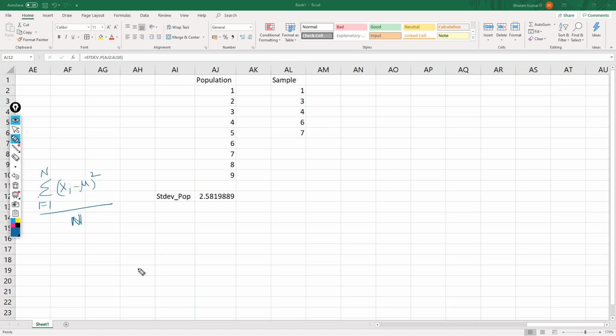For sample, it is summation of i equal to 1 until n, (xi minus x bar) whole square, divided by n minus 1. You know that. And then, of course, square root.